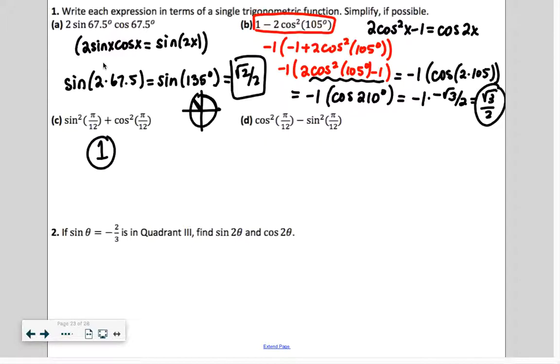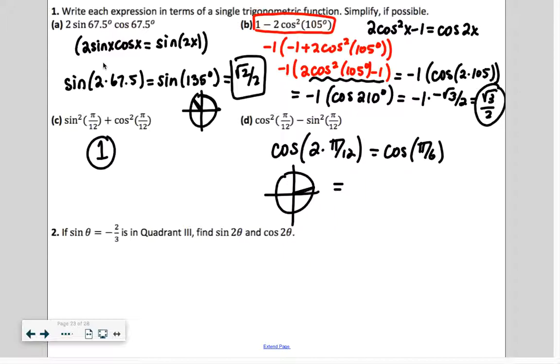And this next one, double angle, something we already know. What do we do? Yeah, this is double angle. This is going to be cosine of 2 multiplied by the pi over 12, which is cosine of pi over 6, which is, Kate, you on this one too? You got this? Yeah. It is root 3 over 2.